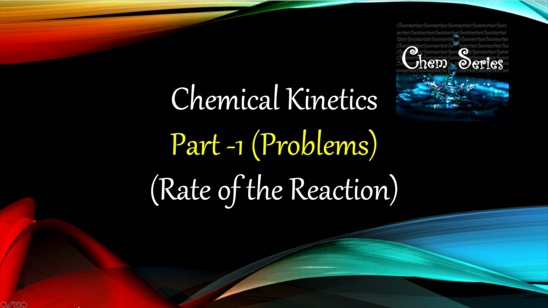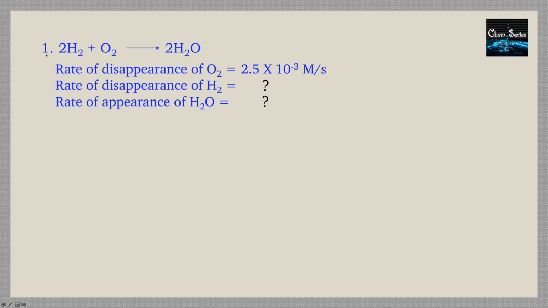In this video, let's solve a few problems on rate of the reaction from CSIR and many textbooks. In my previous video, I have already taught rate of the reaction and factors affecting rate of the reaction. So I recommend you to have a visit and come for the problem solving so that it will be easy for you. Coming to the first problem, 2 moles of H2 plus 1 mole of O2, it gives 2H2O.